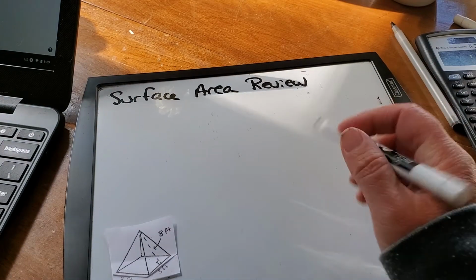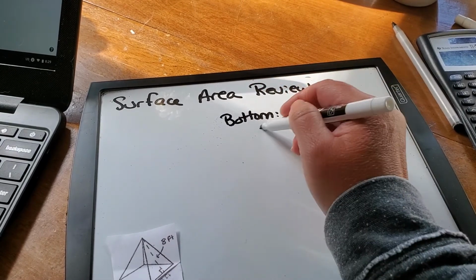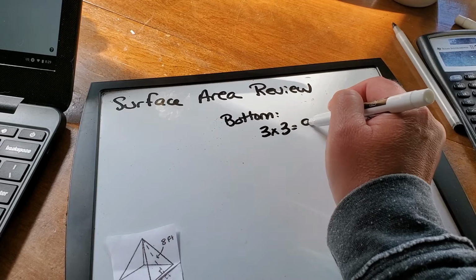So let's start with the area of the bottom. That's easy. That's just 3 times 3, which is 9 square feet.